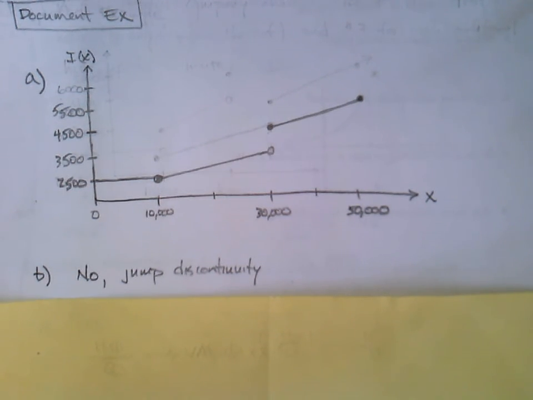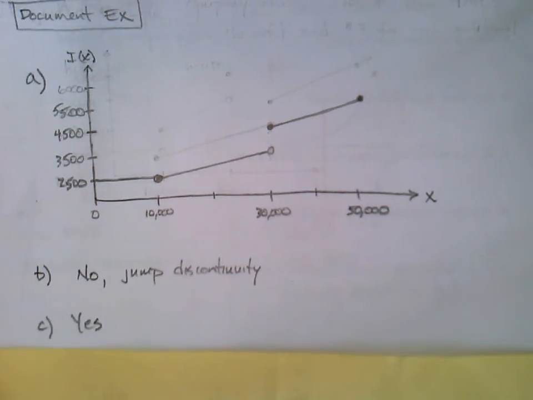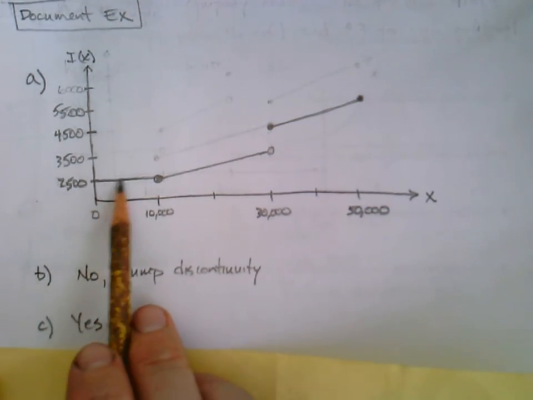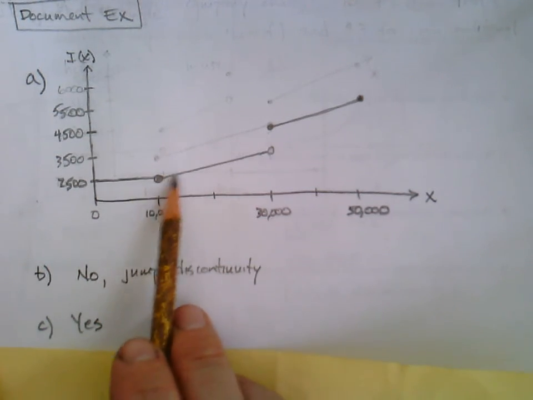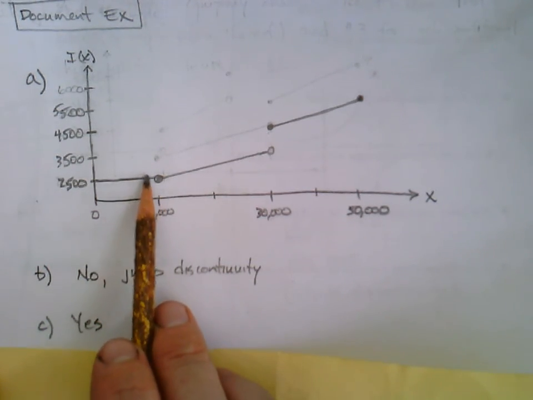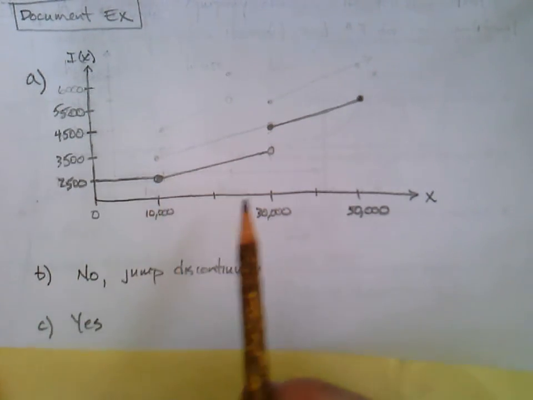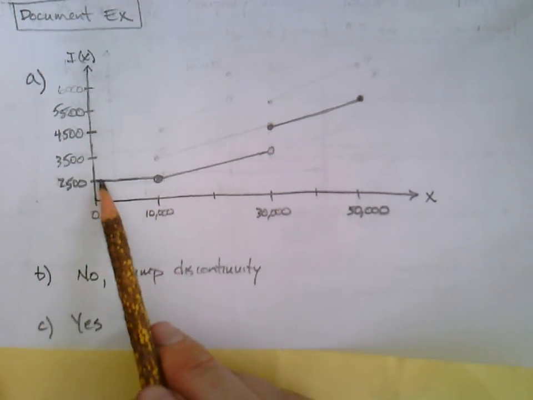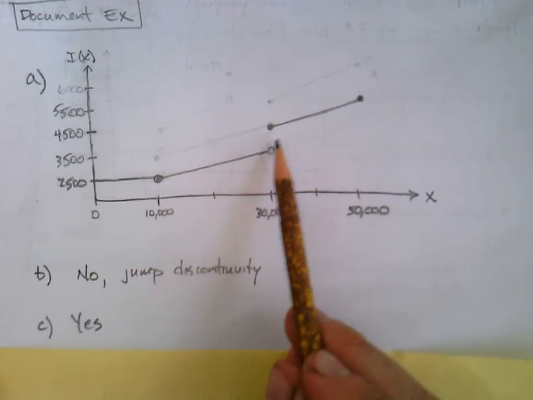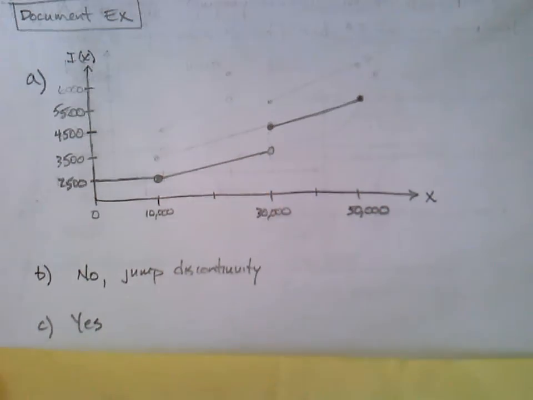Is I of x continuous at 10,000? At 10,000, yes. Now there's this bend, but the limit on the left equals the limit on the right, which is the function value there at 10,000. So she starts to make commission, but it's all connected. Versus when she gets that bonus, right? That's not connected. Okay, very nice.